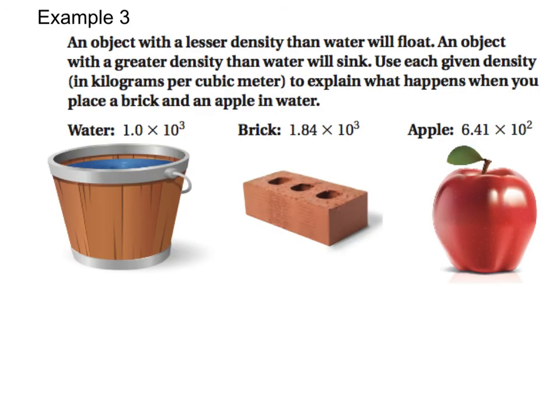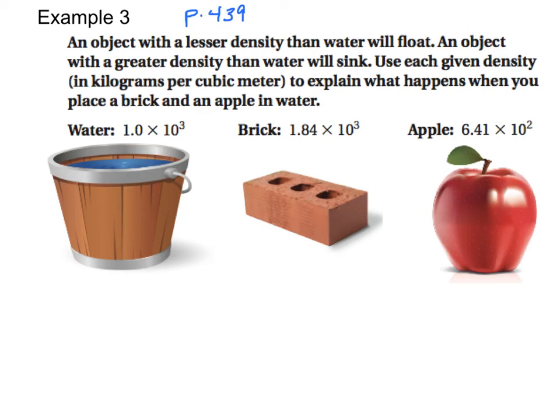In example 3, this is on page 439. Example 3, an object with a lesser density than water will float. An object with a greater density than water will sink. Use each given density in kilograms per cubic meter to explain what happens when you place a brick and an apple in water. So the first thing we have to do is compare each answer. So we're going to take them and write them as numbers in standard form.